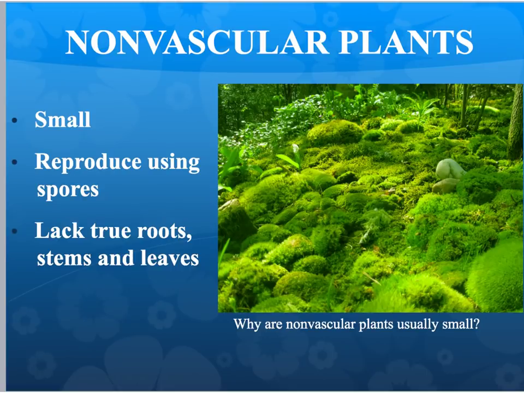Underneath non-vascular, where it says number 1, please write down the characteristics of non-vascular plants. Non-vascular plants are small. They're going to reproduce using spores, not seeds, so they are not seed plants. They have spores, kind of like fungus. They're going to have no true roots, stems, or leaves, so they don't have those main structures that we typically think of when we think of plants.